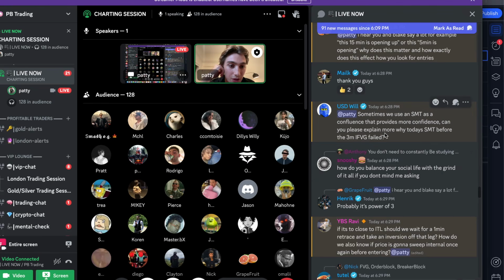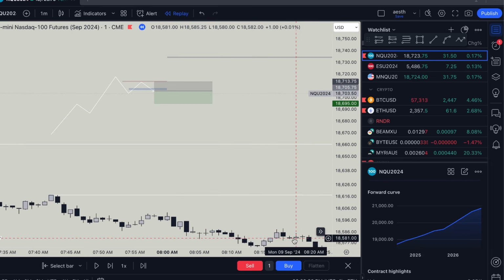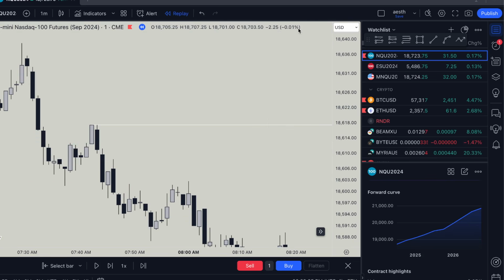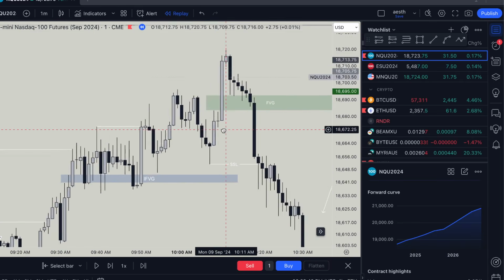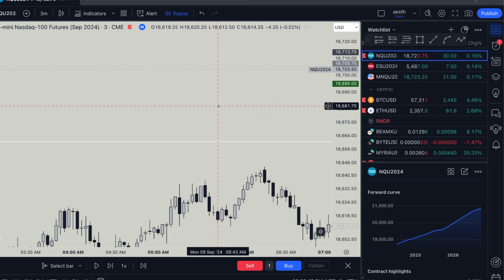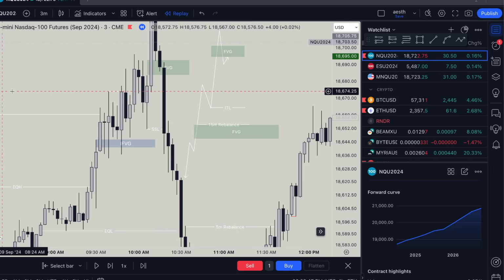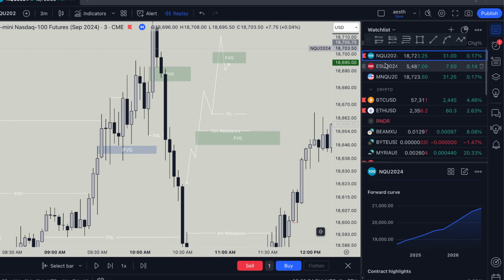Sometimes we use SMT as a confluence that provides more confidence. Can you please explain more why today's SMT before the 3 minute inverse fair value gap failed? So the main reason this one failed is just because of using ES as a guide. Okay, she's talking about this 3 minute. During this 3 minute, ES still hadn't met that condition to take that hourly high.